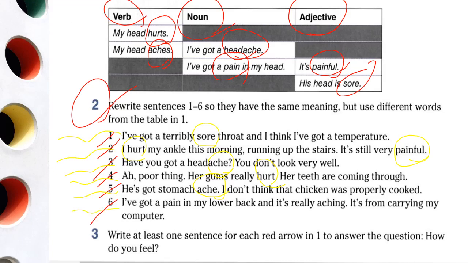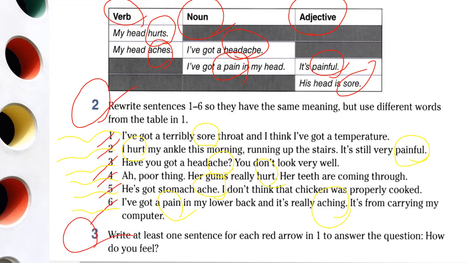Number 6, I have got a pain in my lower back. It's really aching. It's from carrying my computer. Okay, where are the words which express pain here? We have pain and we have aching. So we can say, my back aches.